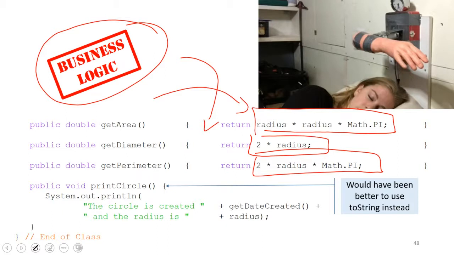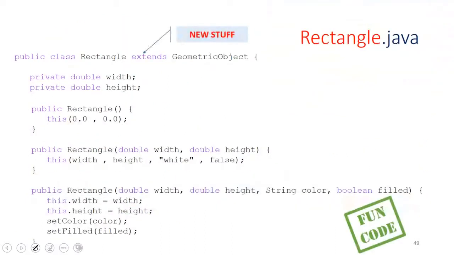And then printCircle. I could have done toString, that's what we're going to do in the future, but here, just a simple method that says the circle is created, and here's the date, and the radius is, and here's the radius.